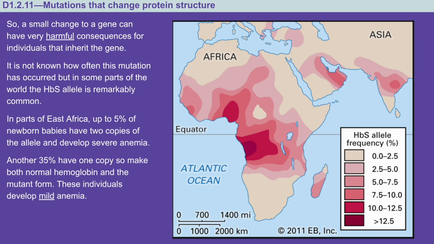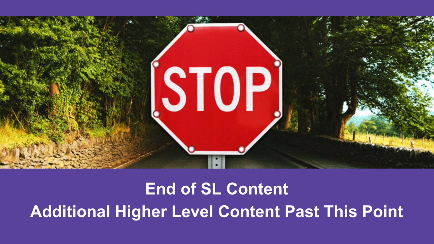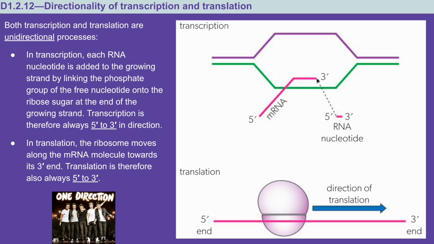In parts of East Africa, up to 5% of newborn babies have 2 copies of the allele and therefore develop severe anemia, and another 35% have 1 copy, so they make both normal hemoglobin and the mutant form, and these individuals develop mild anemia. That brings us to the end of the SL content for D1.2. You can turn this off if you're an SL student, but if you're an HL student, we still have more to go. Let's talk about the directionality of transcription and translation.